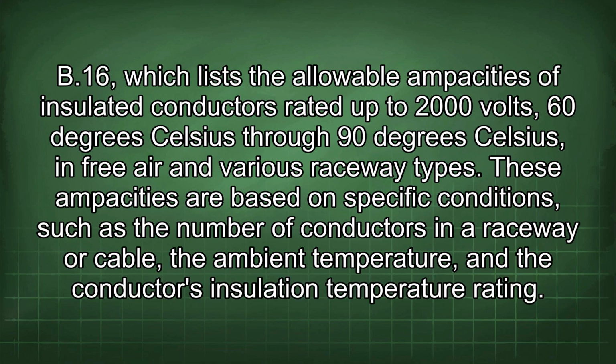which lists the allowable ampacities of insulated conductors rated up to 2000 volts, 60 degrees Celsius through 90 degrees Celsius in free air and various raceway types. These ampacities are based on specific conditions, such as the number of conductors in a raceway or cable, the ambient temperature, and the conductor's insulation temperature rating.